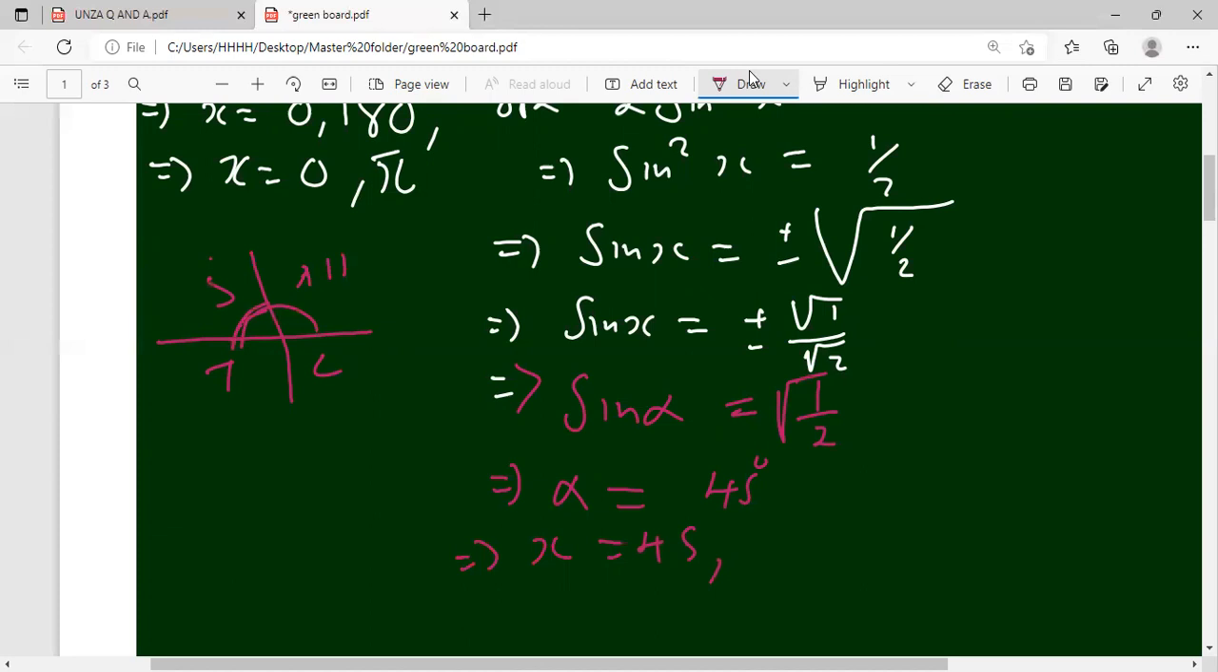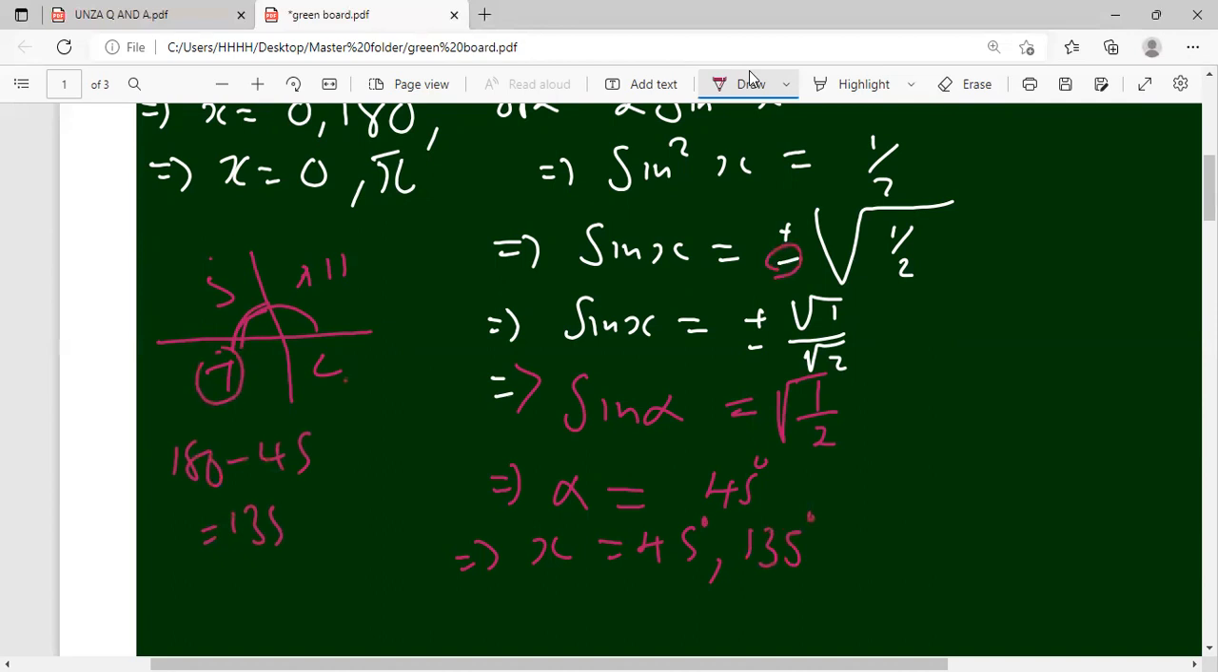So to find it in the second quadrant, you're going to say 180 minus alpha, which is 45. So you have got 135 in the second quadrant. So you have got 135 degrees. All right. Then there is this negative. So where is sine negative? In the third and fourth.